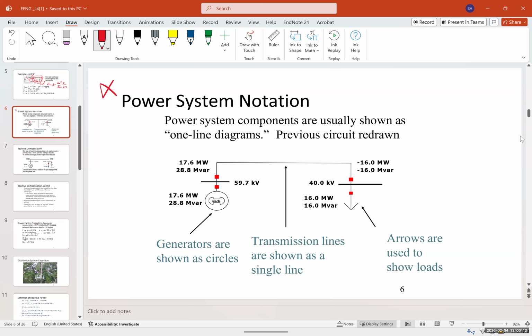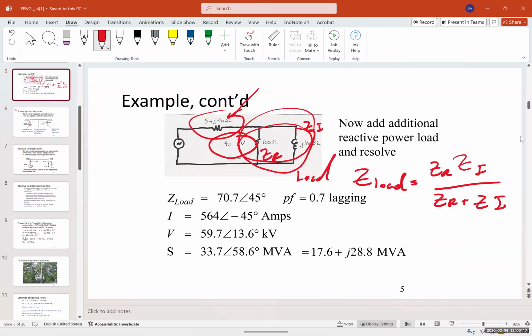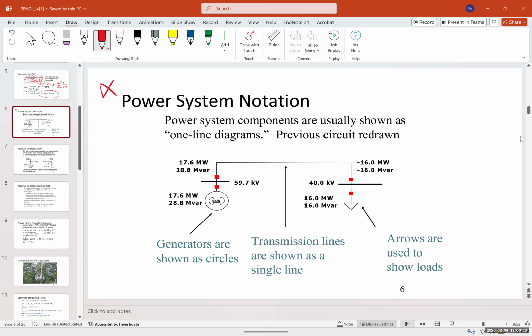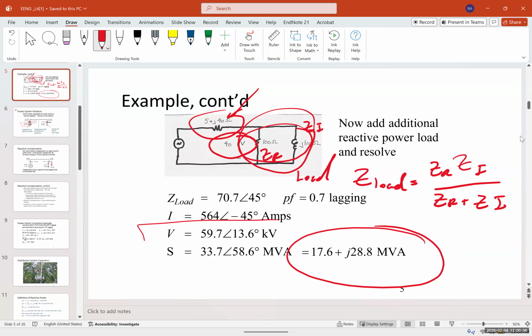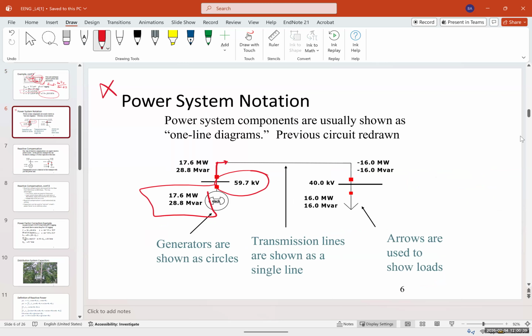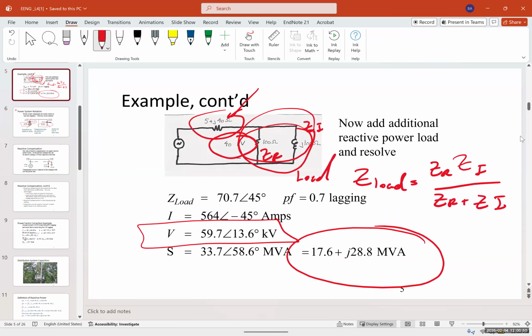And here we can show how much power is generated by the generator. For the previous example, it was 17.6 plus j28.8 megavolt amps, which you can see is the generator itself. So we are delivering this much power to the grid. And how much was the voltage for the generator? It was 59.7 kilovolts. And this is the power that was consumed at the load part.